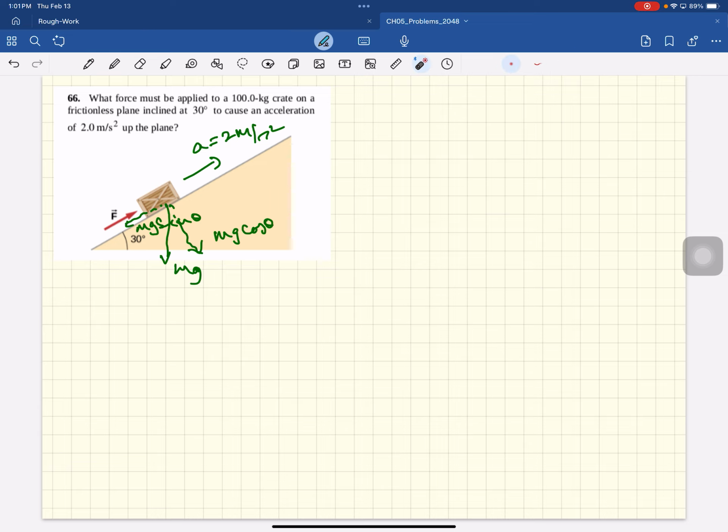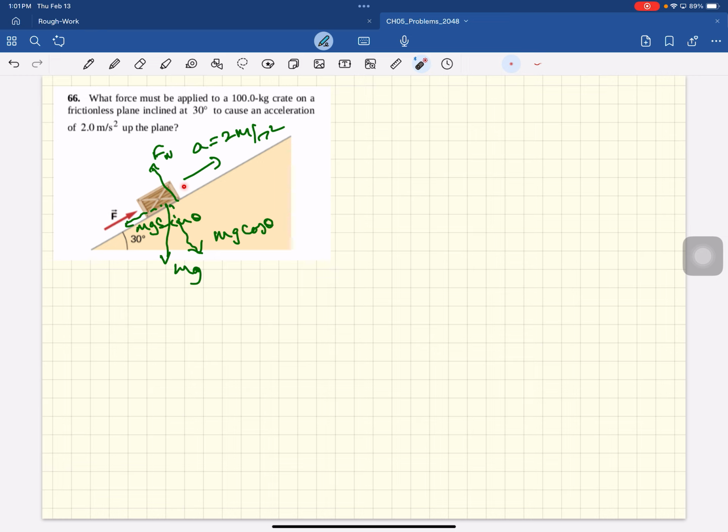Well, this force is being balanced by the normal force. Since the box is not coming off the plane, we know the normal force is balancing that, so we are not worried about that. We are only interested in the motion along the incline. Since it's accelerating upward, this force has to be greater than mg sine theta.